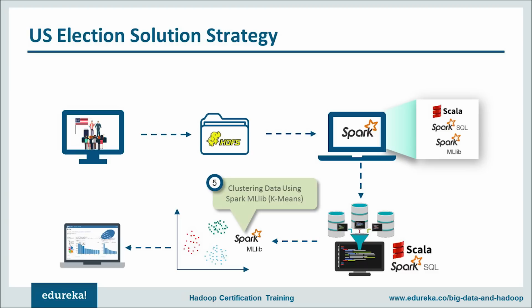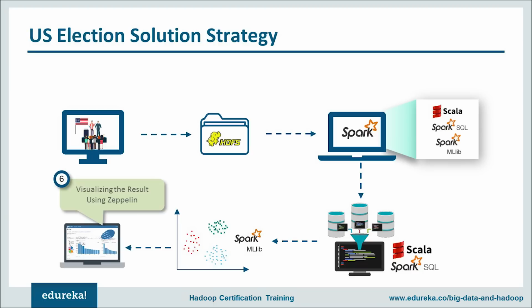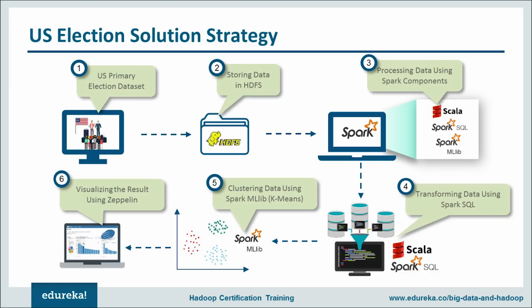The next step is clustering this data using Spark MLlib, and for clustering our data we will be using k-means, and the final step is to visualize the result using Zeppelin. Now, visualizing this data is also very important because without the visualization you won't be able to identify what were the major reasons, and you won't be able to gain proper insights from your data. Now, don't be scared if you're not familiar with terms like Spark SQL, Spark MLlib, k-means, clustering. You will be learning all of these in today's session. So this is our entire strategy. This is what we're going to do today. This is how we're going to implement this use case and find out why Hillary Clinton won.